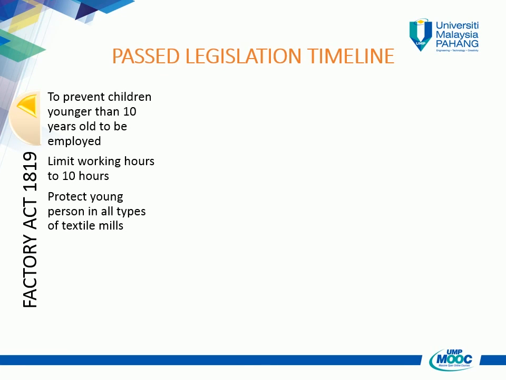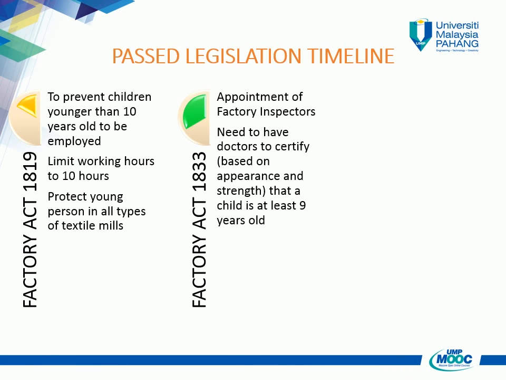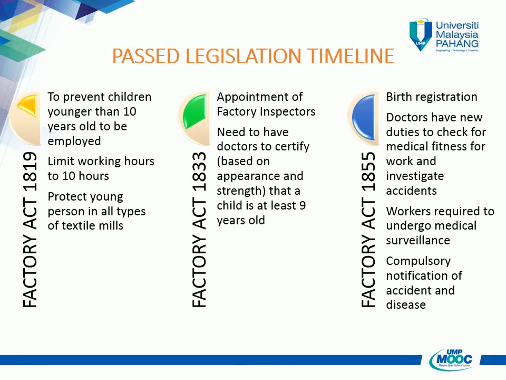Second Factory Act was passed in 1833 when the appointment of factory inspectors was made compulsory, and a doctor is needed to certify children's age. Due to the birth registration policy, Factory Act 1855 was passed when doctors were no longer needed to certify children's age, and they were given a new task, which is to check for medical fitness and to investigate accidents. The third Factory Act also requires the workers to undergo medical surveillance, and any accident or disease needs to be reported to the authority.